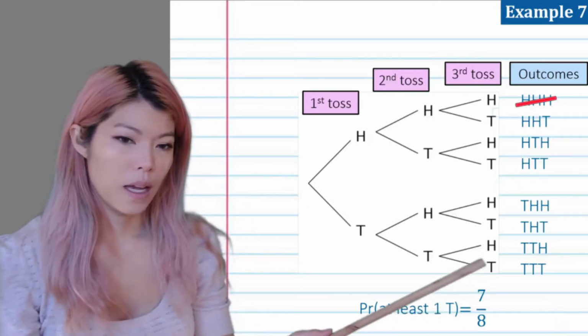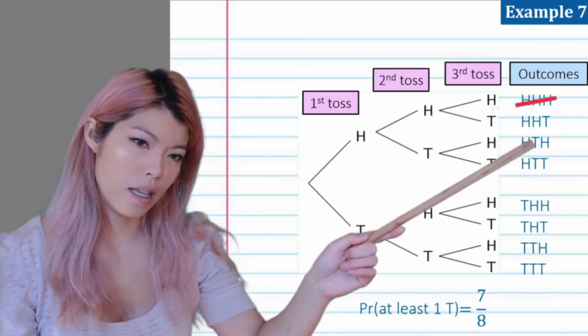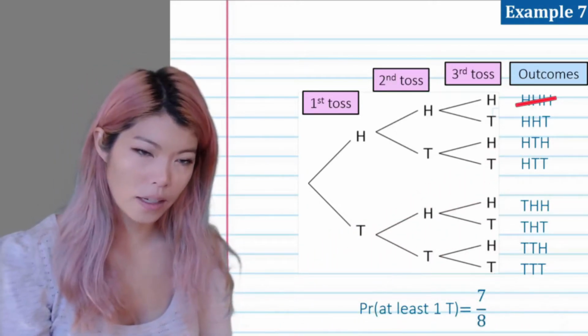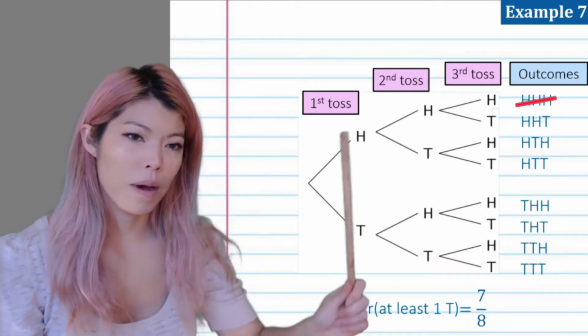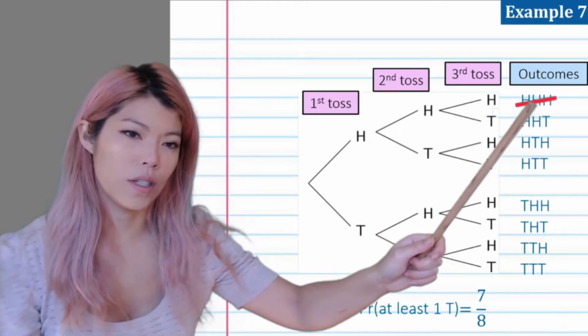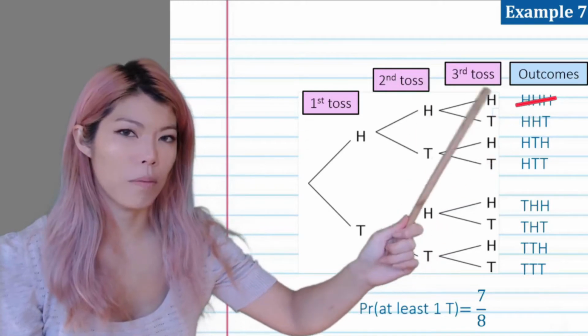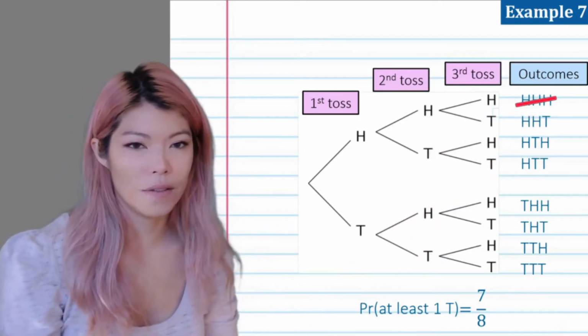So recap, at least 1 tail means these 7 over here, so 7 out of 8. But you can also do 1 minus the one we don't want, which is that 1/8. 1 minus 1/8 is also 7 over 8.